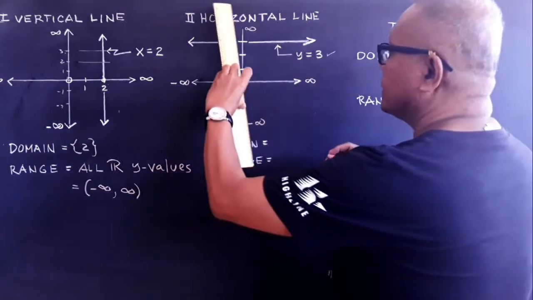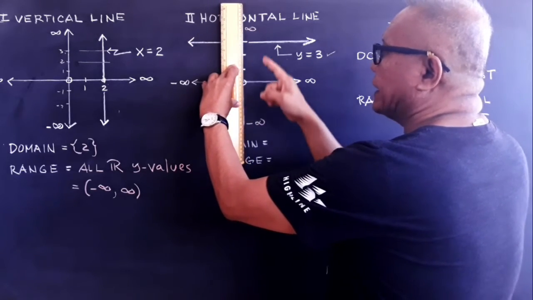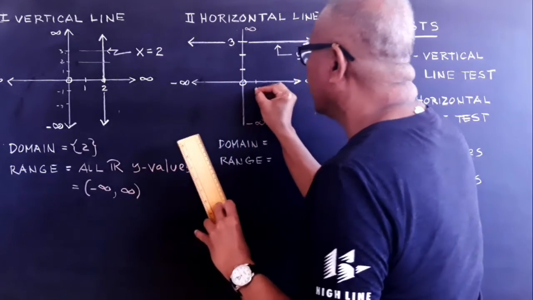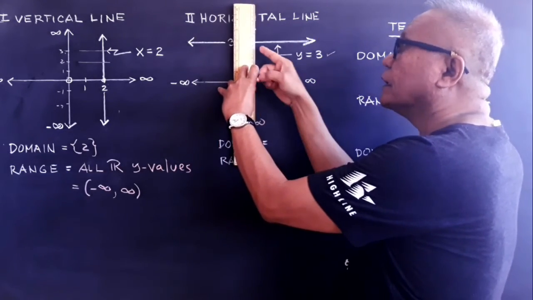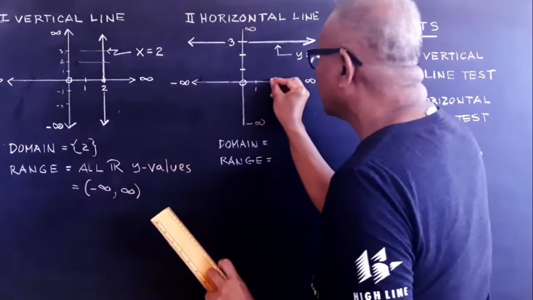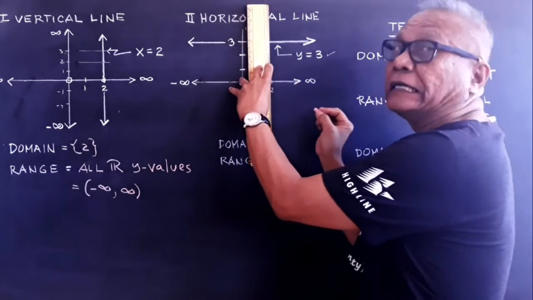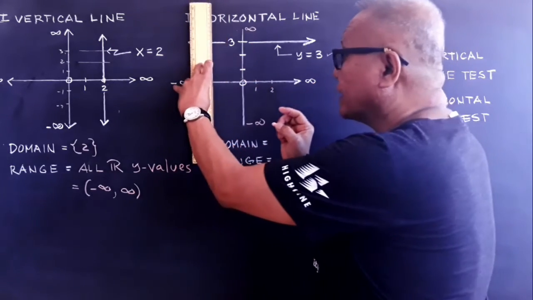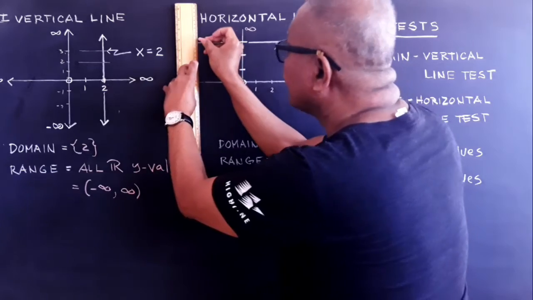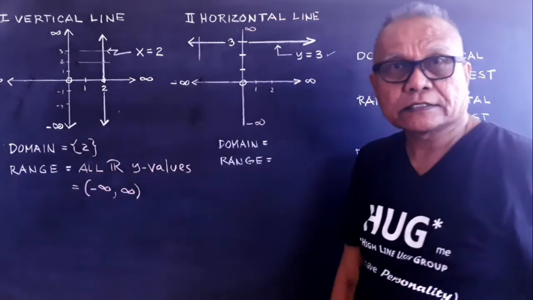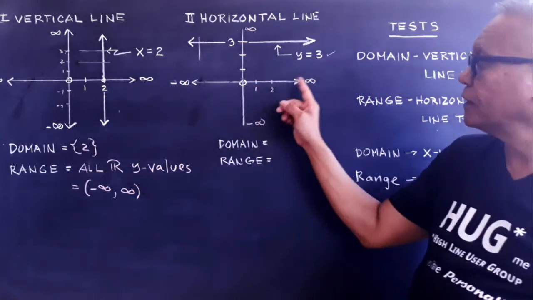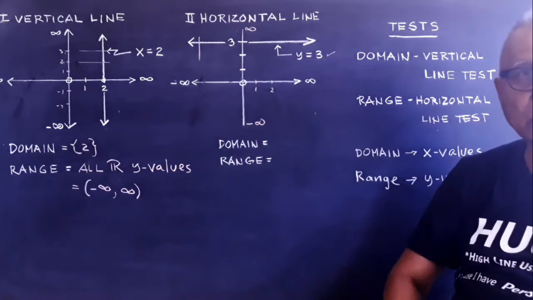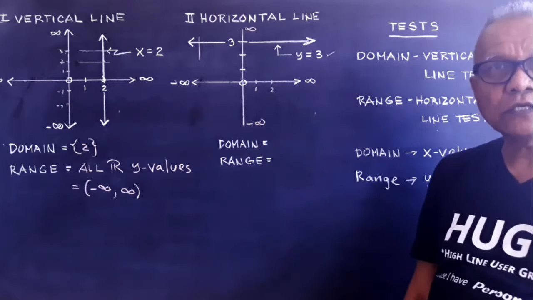So here we start from 0. Does this line intersect this one? Yes. What about the one here? Will it intersect that line there? Yes. What about the 2 here? Will it intersect there? Yes. About negative 1 here? Will it intersect the line there? Yes. Negative 2, negative 3, negative 10, negative 100. Will it intersect there? Yes. If it is yes, therefore all the x values will be included in the domain.